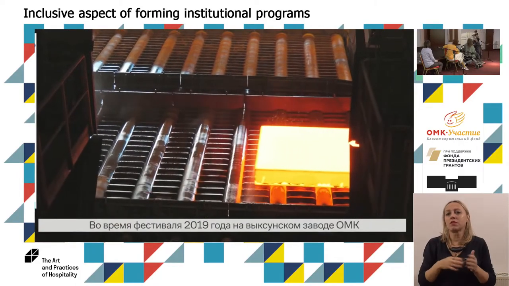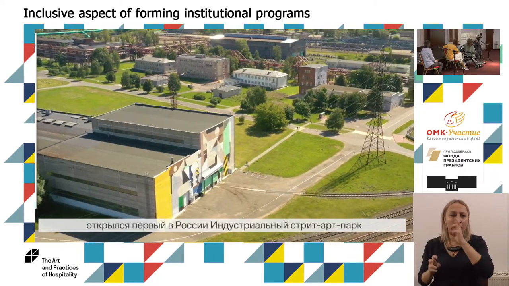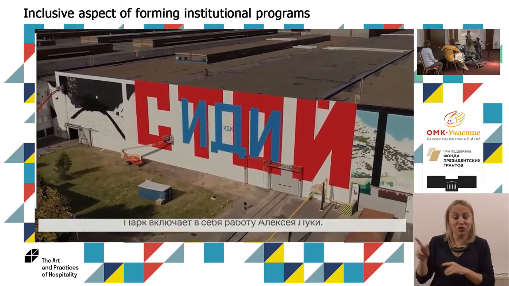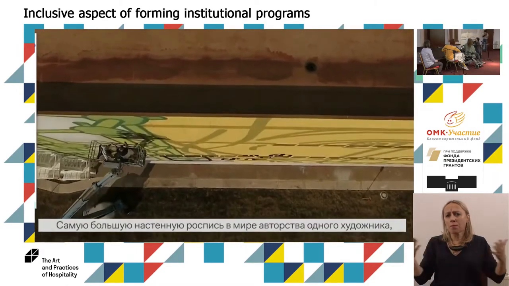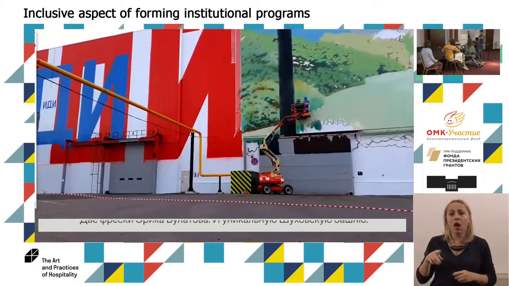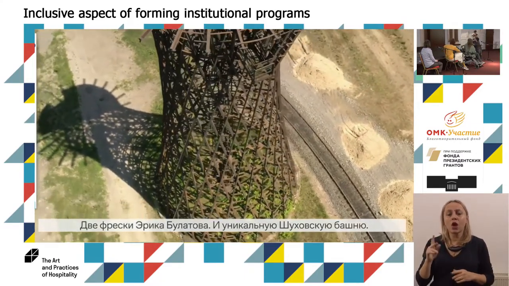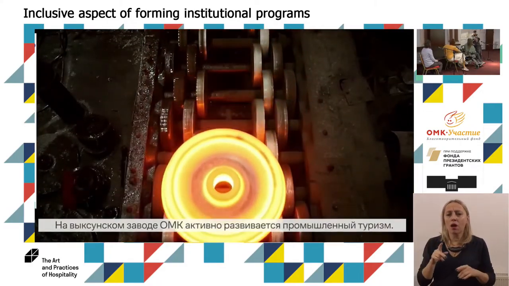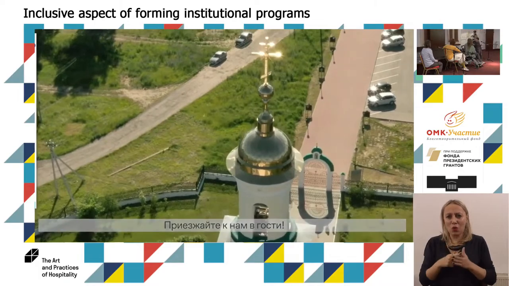During the 2019 festival, the Vuxa Metallurgical Plant opened the first Russian industrial street art park based at the running production facility. The park displays a work by Alexei Luka, the world's biggest wall painting made by one painter, Misha Most, two frescoes by Eric Bulatov, and a unique Shuhov's Tower. The Vuxa plant actively promotes industrial tourism. Feel the beauty and distinctive character of Vuxa. Come and visit us. Welcome.